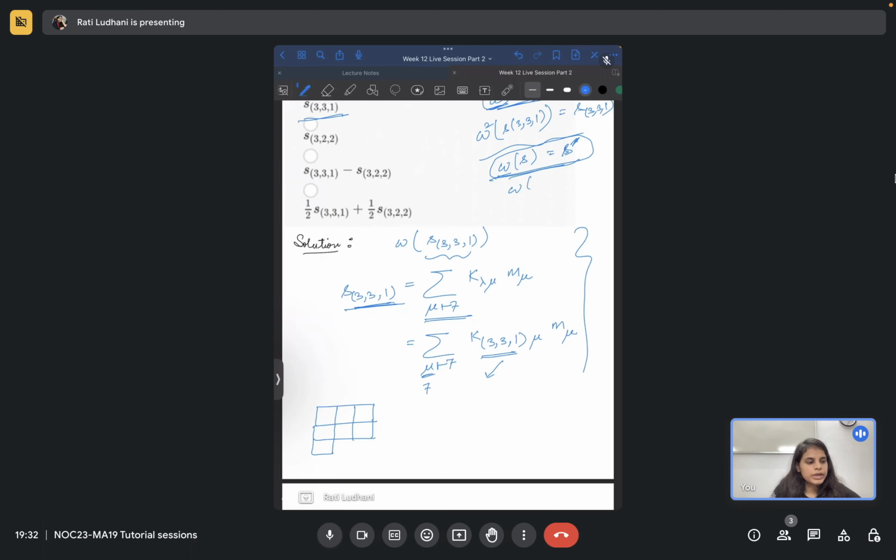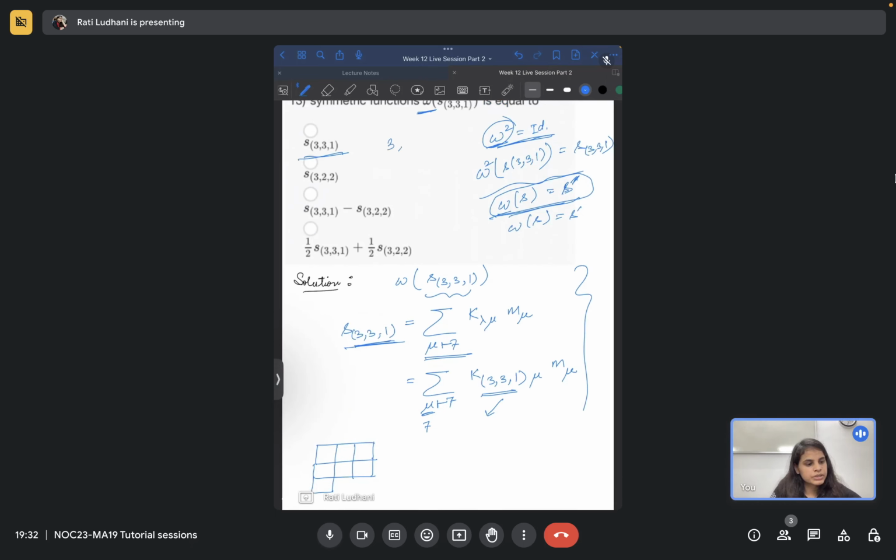So omega of s_lambda is s_lambda dash, where lambda dash means the conjugate partition. We have 331. The partition is 331, so we interchange rows and columns. The rows will become columns and columns will become rows. So we get 3 2 2, and the answer should be s_322.